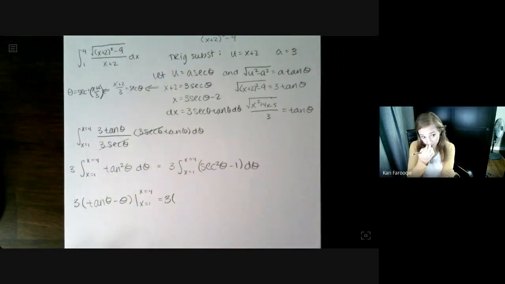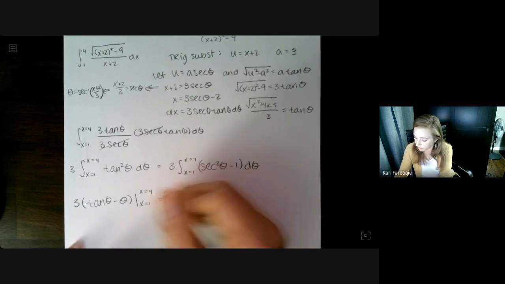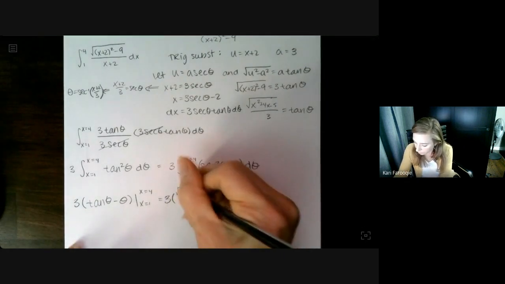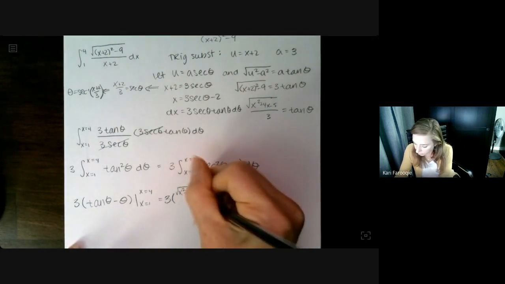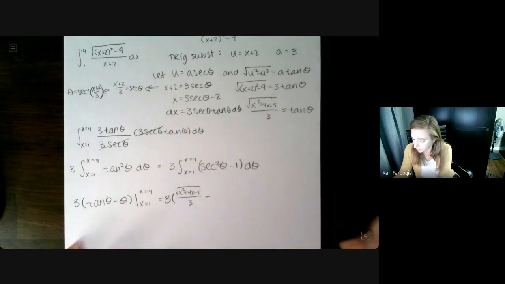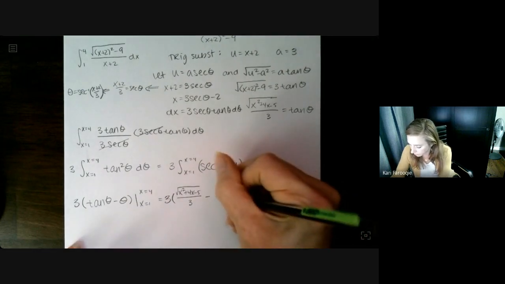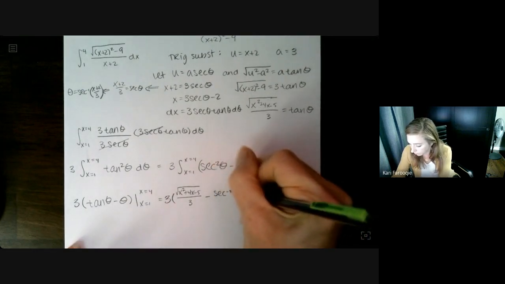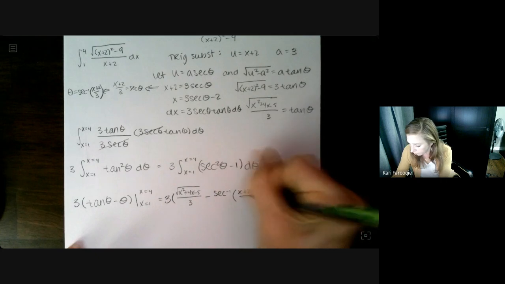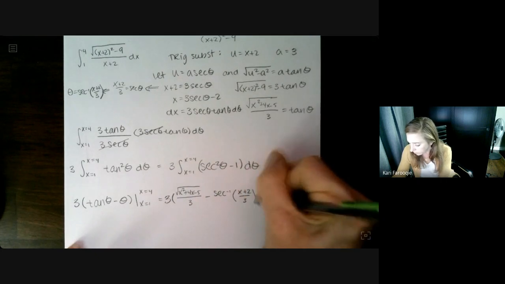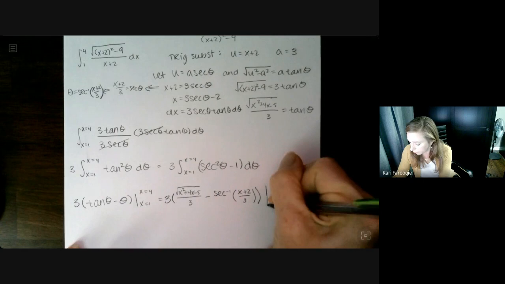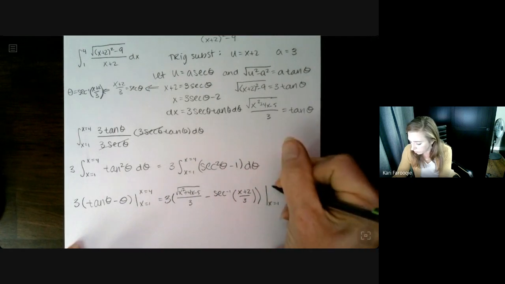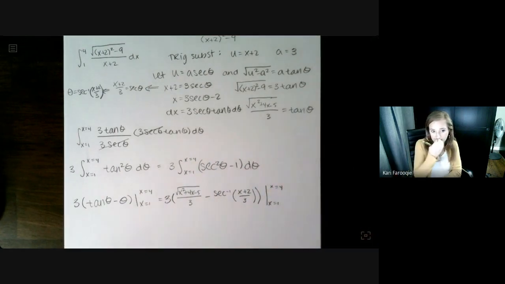If you want to leave the 3 factored out, you can. If you want to multiply it in, that's also fine. Up to you. Tangent theta is the square root of x squared plus 4x minus 5 divided by 3. And then theta is the inverse secant of x plus 2 over 3. And then we're taking that from x equals 1 to x equals 4.